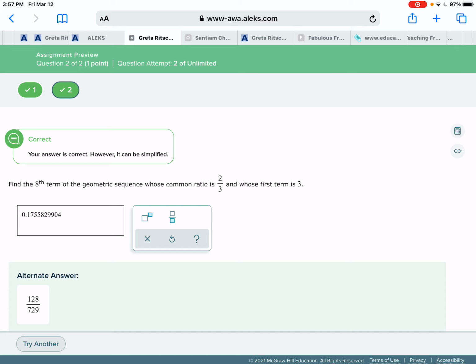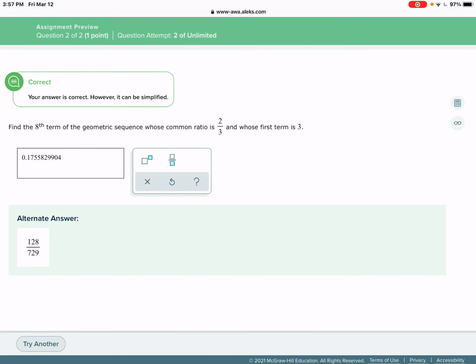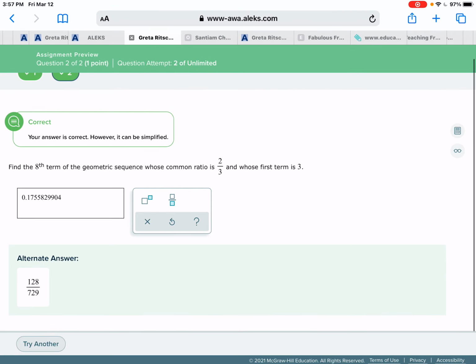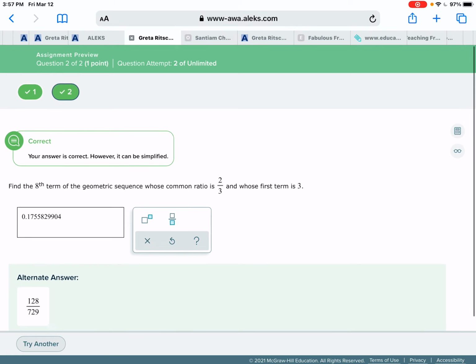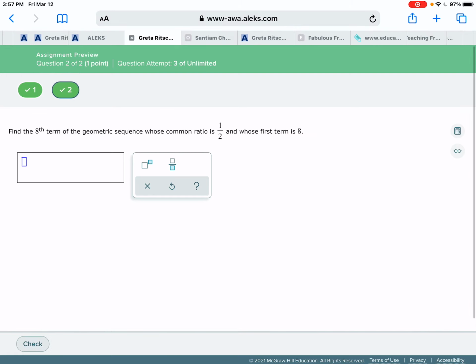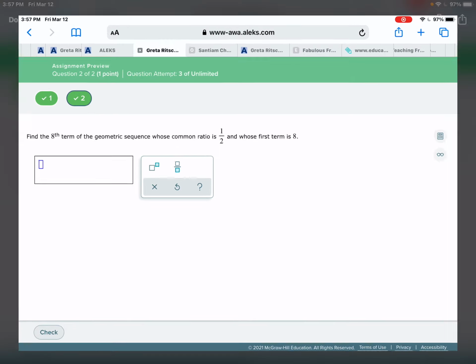And the alternate answer was 128 over 729, which is a better answer. I could show you how to get that probably. Let's do this one.